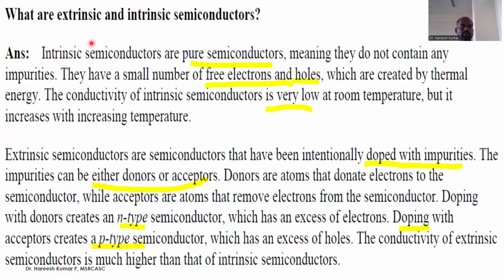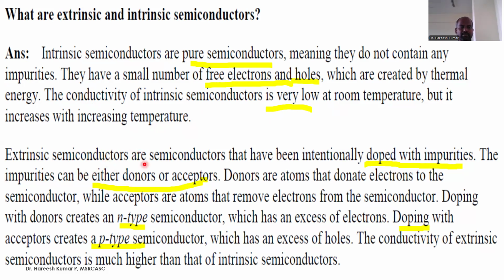Here, a question: what are extrinsic and intrinsic semiconductors? So this is related to metals. Intrinsic semiconductors are the pure semiconductors, meaning they do not contain any impurities. They have a smaller number of free electrons and holes, which are created by thermal energy. The conductivity of an intrinsic semiconductor is very low at room temperature, but increases with increasing temperature.